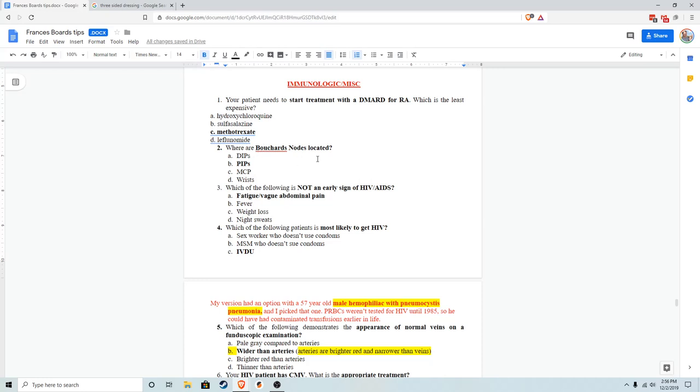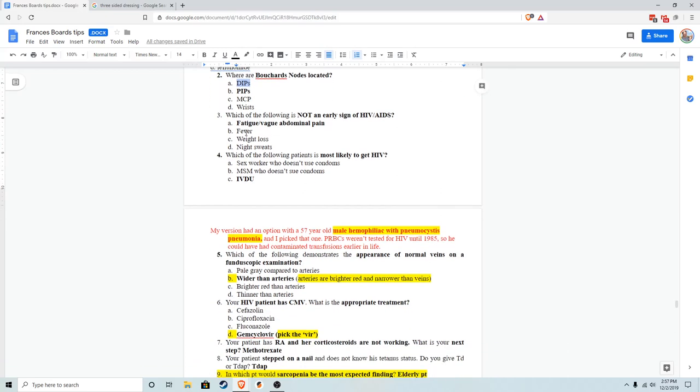Next one, where are Bouchard's nodes located? So DIPs, distal interphalangeal; PIPs, proximal interphalangeal; MCPs, metacarpophalangeal; and the carpal joints or the wrists. So remember, the Bouchards are the PIPs, and the Heberdens, the herbs, are the DIPs. That's where you hold your herbs, in the distal part of your fingers. That's how you remember that.